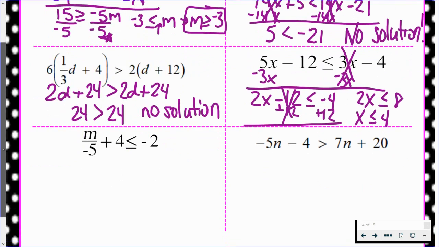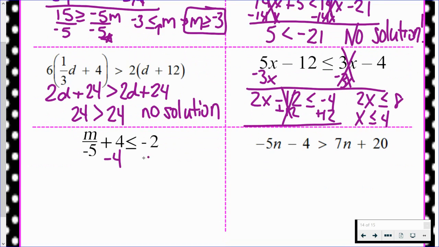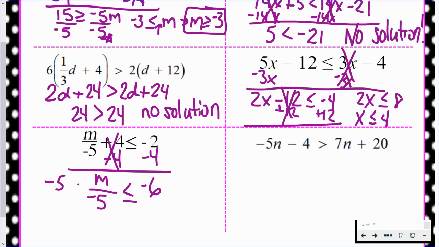Okay. Down low, I'm going to subtract 4. With m over negative 5 is less than or equal to negative 2 plus negative 4 would give you negative 6. Now in order to get m by itself, I'm going to multiply both sides by negative 5. Here's the special scenario again, because you're multiplying both sides by a negative. So I'm going to reverse and flip the inequality sign, and negative 6 times negative 5 is 30.